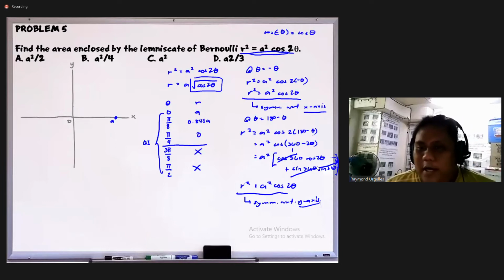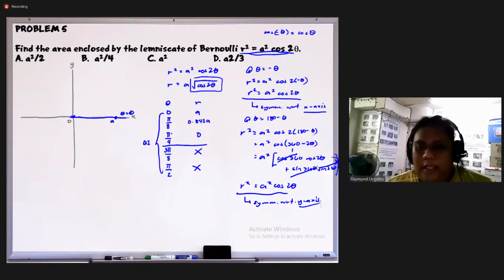Theta is equal to 0, so r is equal to a, so that's correct. This is where theta is equal to 0, right? So that is the x-axis. So this is theta equal to 0. And its radius is the distance from the origin, so it's correct that it is a.